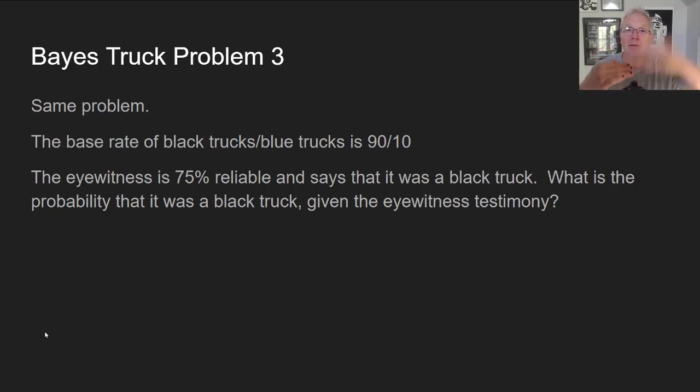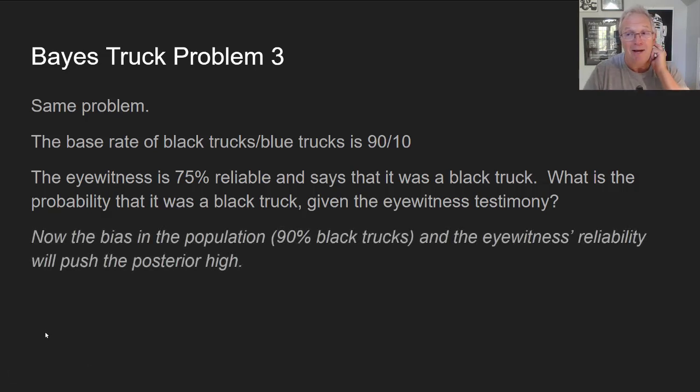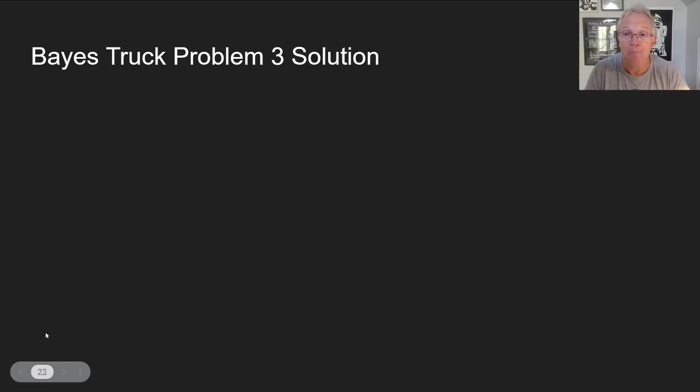So now you've got the bias in the population pushing up, and you've got the eyewitness pushing it up. So now what's the probability that it was a black truck given the eyewitness testimony? Now the bias in the population, that is the 90% black trucks, and the eyewitness reliability will push the posterior answer to Bayes higher.